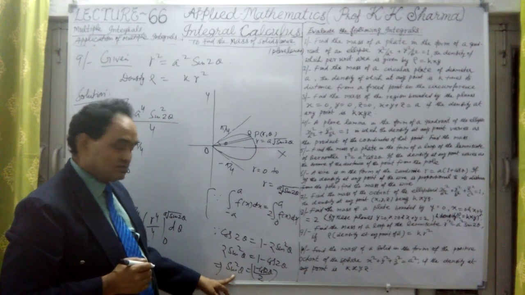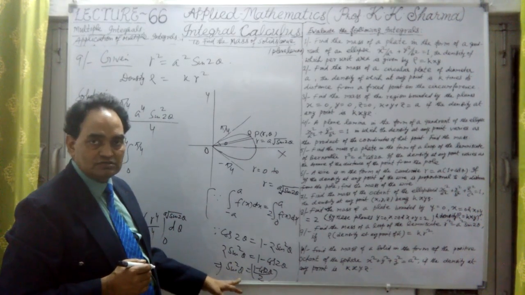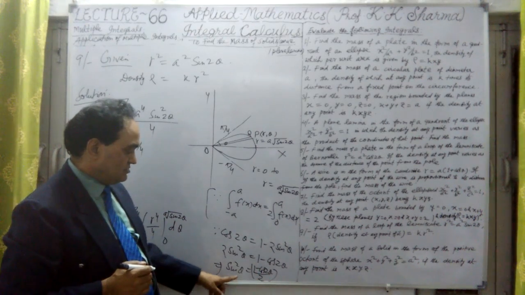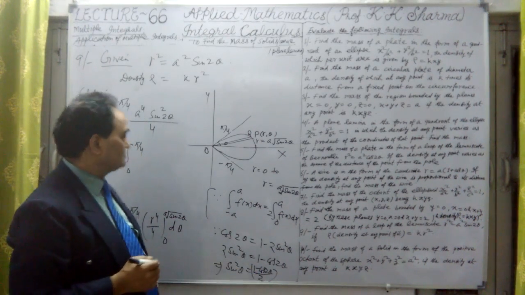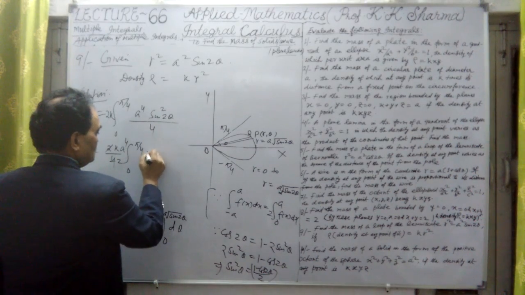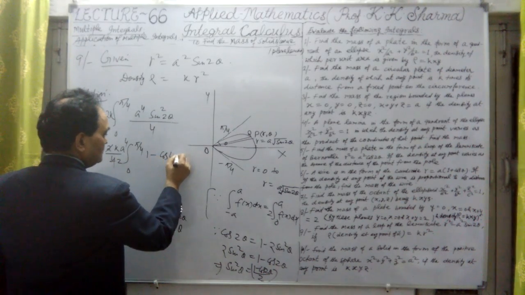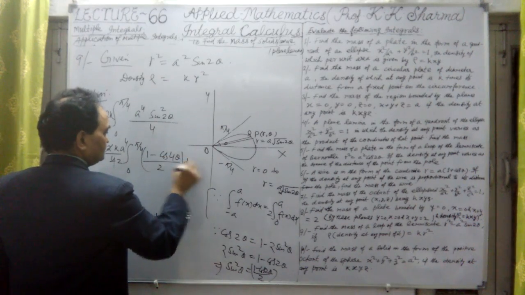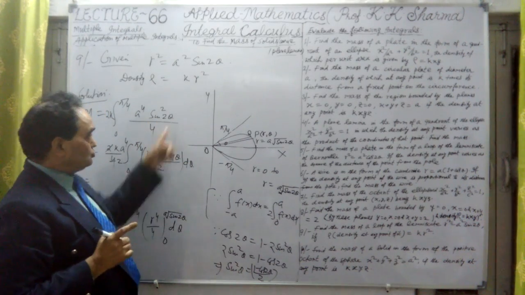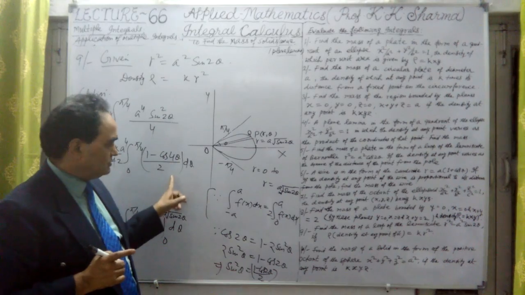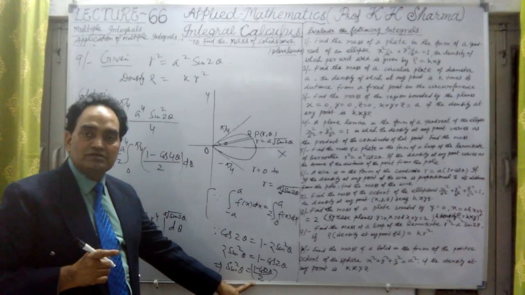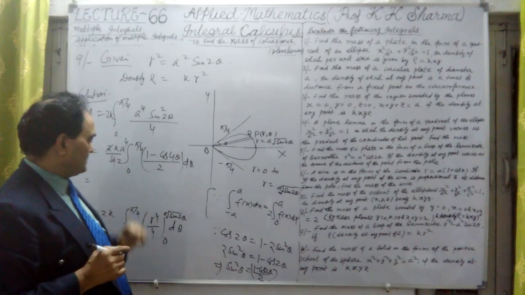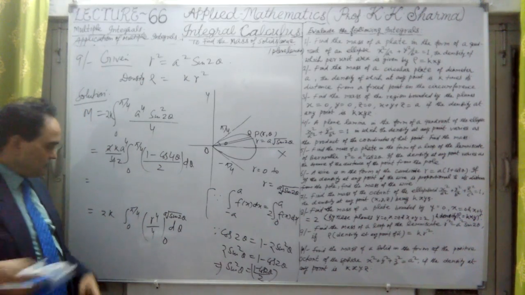Now when it is a single angle, sin²θ becomes (1 minus cos 2θ) upon 2. For twice the angle, it will be 4 times. Here it will be (1 minus cos 4θ) divided by 2, dθ. So sin²2θ is equal to (1 minus cos 4θ) upon 2, from this trigonometric identity. Now let me integrate this further.